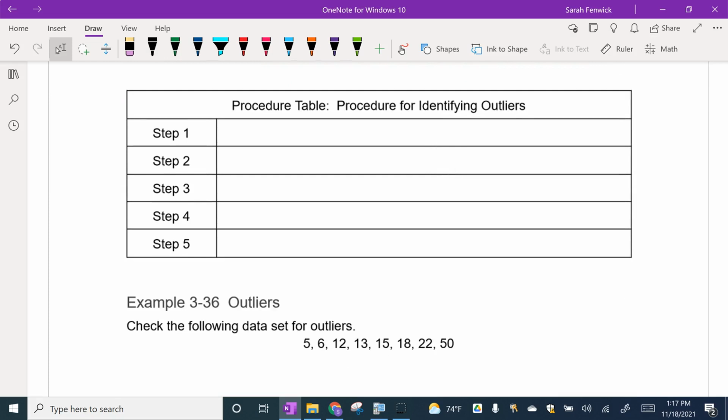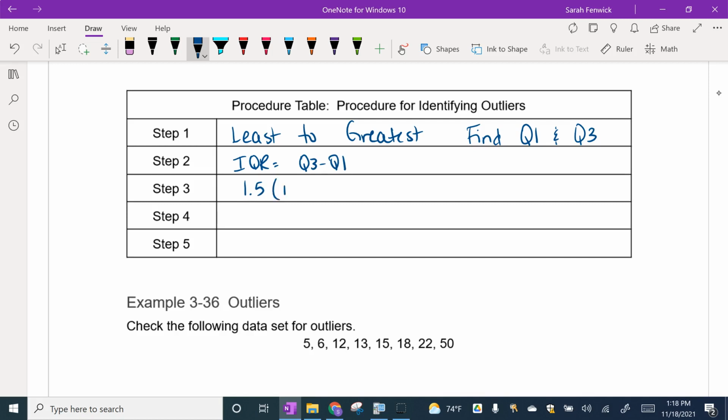The first thing you're going to do is arrange your data in order from least to greatest, as always. After that, you're going to find Q1 and Q3. Now, we know that we can do that in our calculator. It's no problem. But we're going to sometimes actually just do it by hand because we need to remember how. Then we're going to find the interquartile range. IQR is Q3 minus Q1. You multiply 1.5 times IQR.